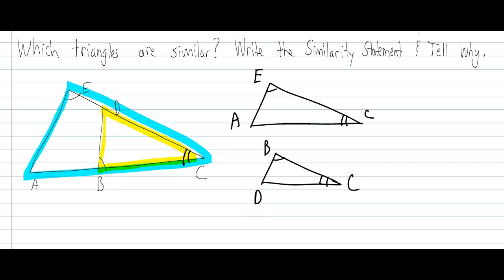So as I look at those two triangles now, I can see, yes, they are similar to each other. Triangle ACE is similar to triangle DCB, and a reason would be angle-angle similarity.